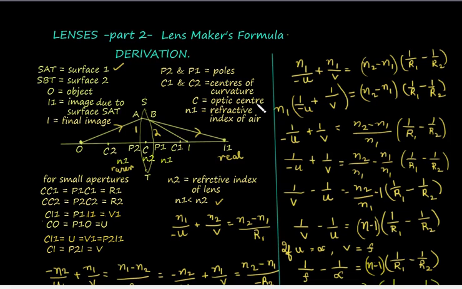The lens maker's formula connects focal length, radii of curvature and refractive index of the material of the lens. This formula helps them to design the required lens.